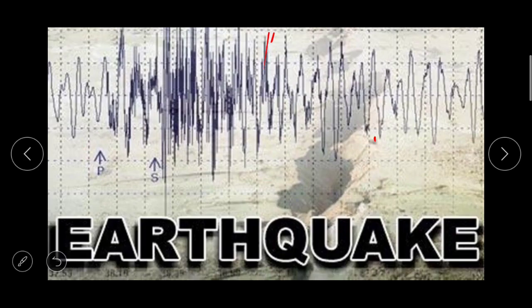Hello my dear students, today we are going to start with the topic endogenetic movements, which we have already started. In this topic we discussed the slow movements: fold mountains, block mountains, rift valleys, and continent building movements. Today we are going to talk about sudden movements, and in sudden movements we have to study earthquakes and volcanoes.